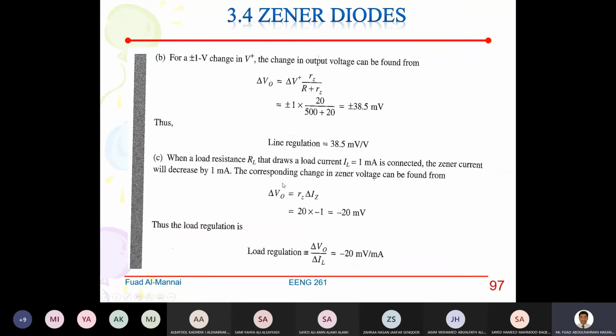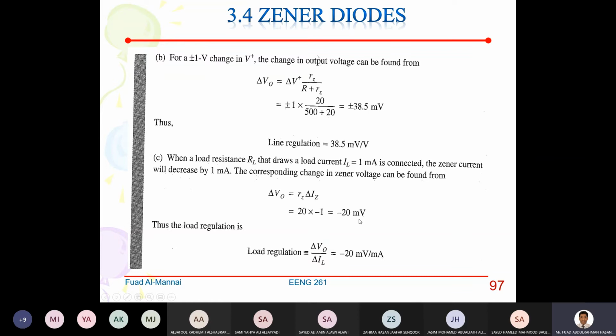Use Ohm's law here. Delta V out is equal to RZ multiplied by delta IZ. In this case, RZ is 20 multiplied by minus 1, because IZ decreased by 1 milliamp. And that will give you minus 20 millivolt.